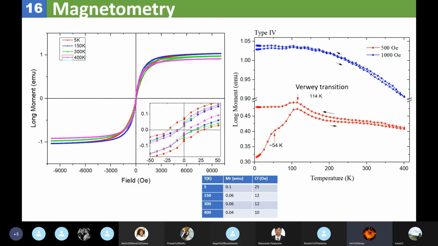We can detect another behavior at about 145 kelvins, which we suspect may be associated with the particle size.